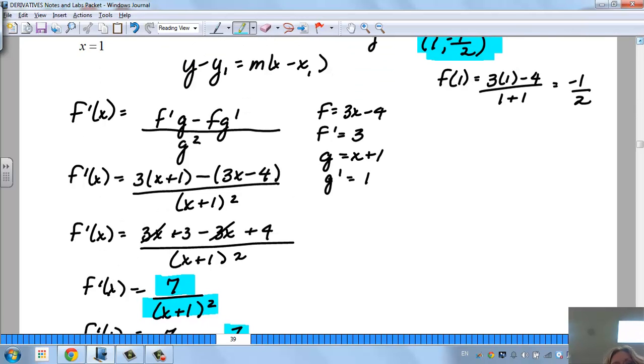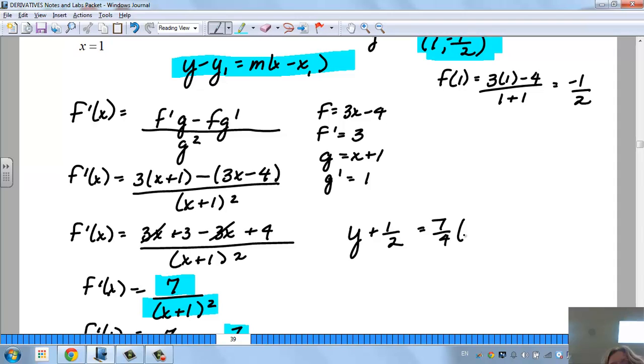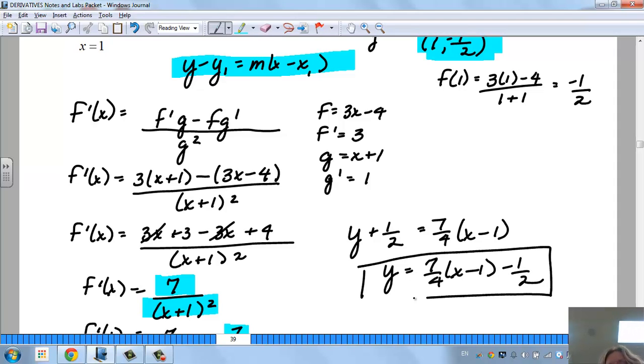So now we're going to plug everything into our equation up here. So we're going to use this, and we're going to use the point you found. So I have y plus 1/2, because I'm going to put a negative 1/2 in there, equals the slope, which you just said is 7/4 times x minus 1. So y equals 7/4 x minus 1 minus 1/2. So there is our answer. There's our tangent line. Okay, this was a couple of long problems that you had to do with the quotient, the product and the quotient rule.